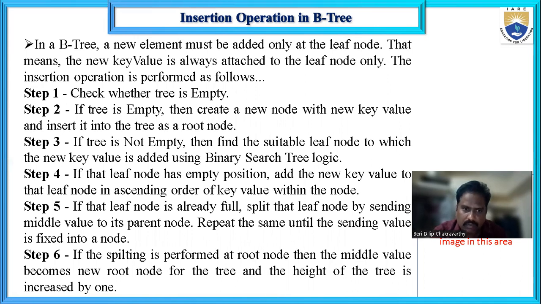If that leaf node is already full, what we need to do is split the leaf node by sending the middle value to its parent node. We'll split the leaf node and repeat the same procedure. If splitting is performed at the root node, then the middle value becomes the new root node. We will see this with an example so you get a clear idea.